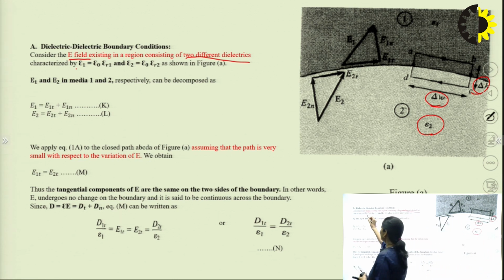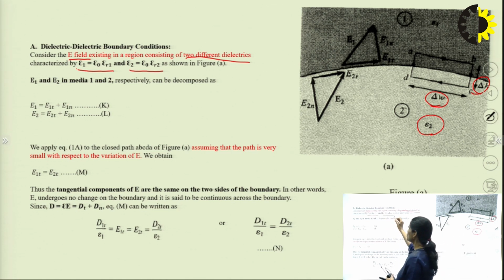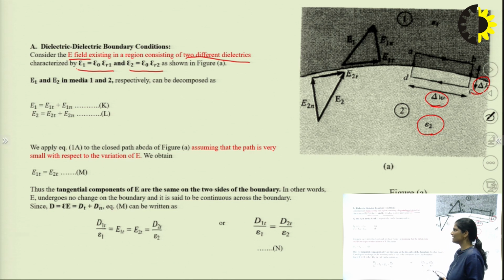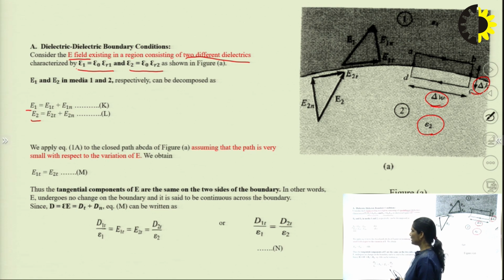Epsilon 1 is equal to epsilon naught epsilon r1, and epsilon 2 is equal to epsilon naught epsilon r2. Now E1 and E2 are in media 1 and media 2, so they can be decomposed into two parts. E1 is equal to E1t plus E1n, the tangential part and the normal part for medium 1. E2 is equal to E2t plus E2n, the tangential part and the normal part.